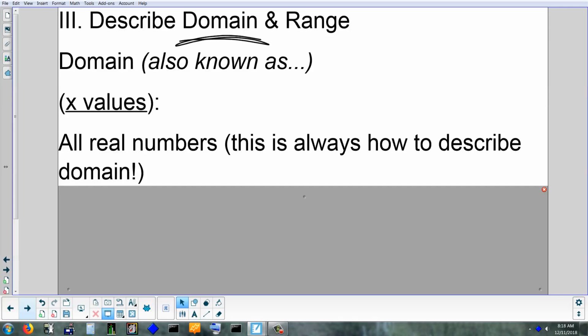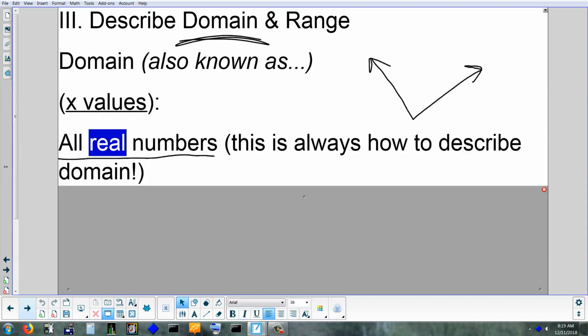Domain is how far a function goes left and right. And then range is y. Well, if you draw a V shape, does the V, like if I put those arrows on the end, does it keep going left and right forever? It never stops. That's why when we describe how far left and right this V shape goes, we say it goes on forever. That's what you're saying right here. It goes on through every number forever. Always all real numbers.